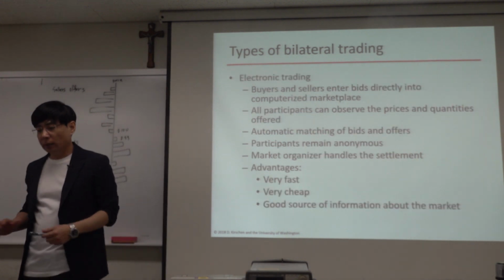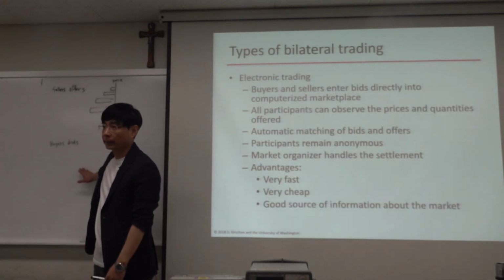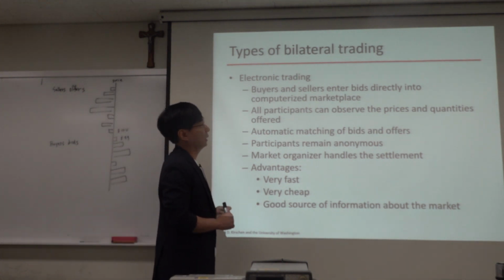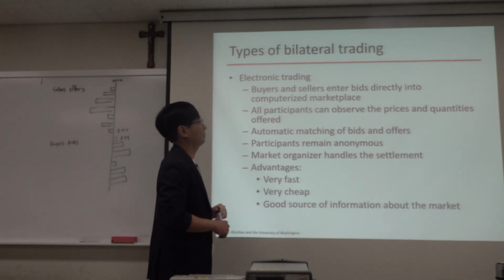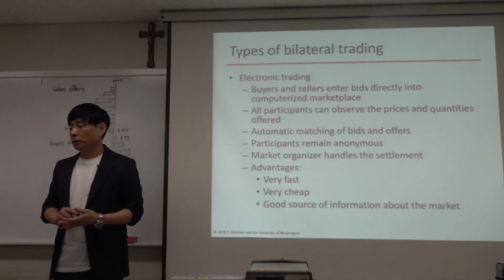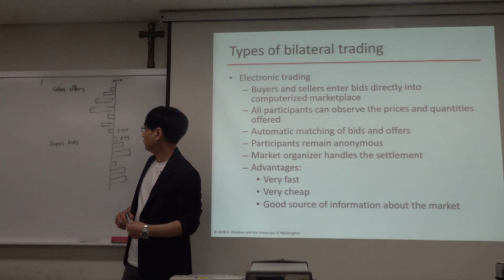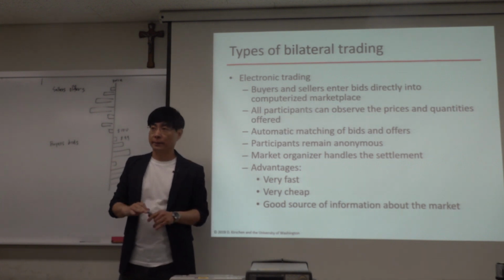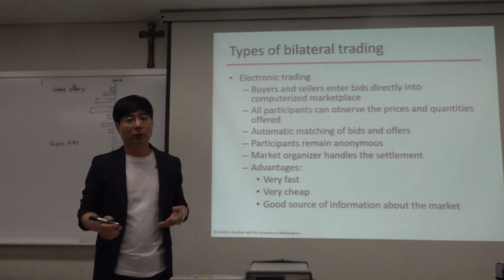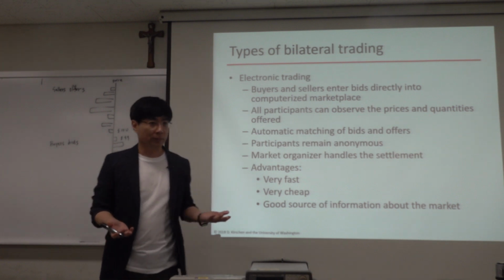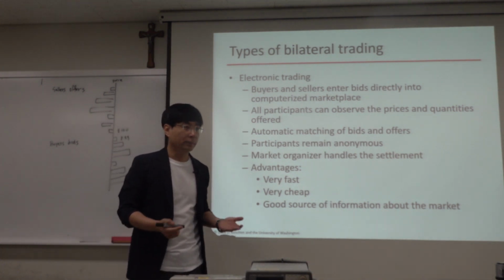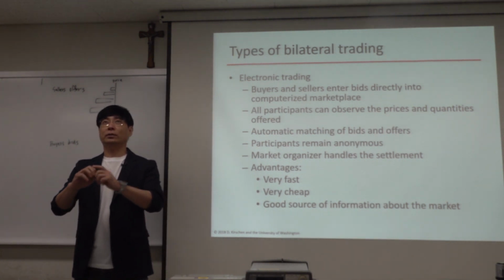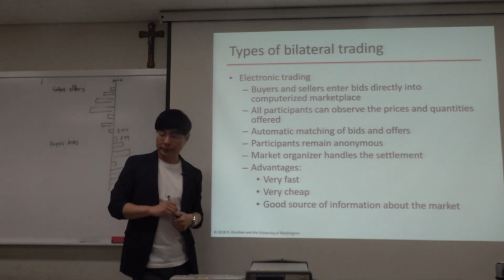And the third one is electronic trading, like the stock market. Buyers and sellers enter bids directly into a computerized marketplace, and all participants can observe the prices and quantities offered. But the ID is hidden. We don't know who sells, we don't know who buys. That is true in the stock market as well. In Korean, that is called 비식별화, right?